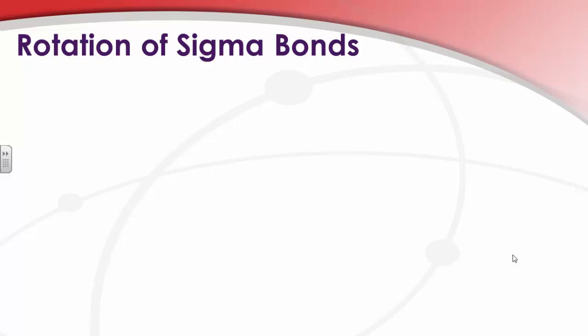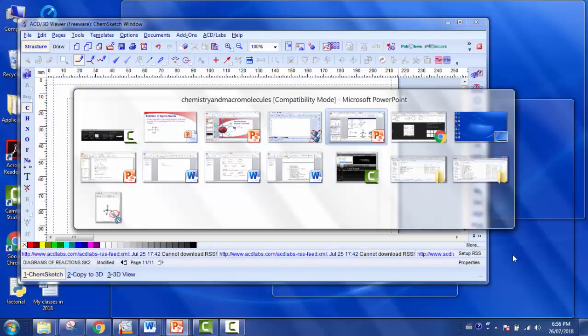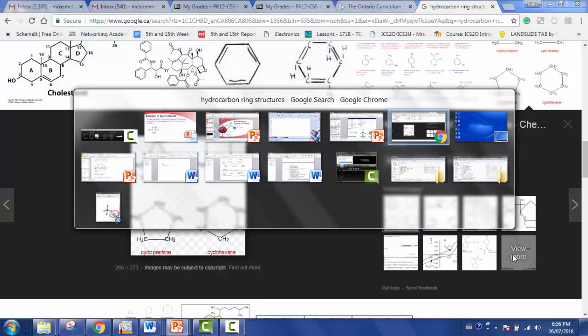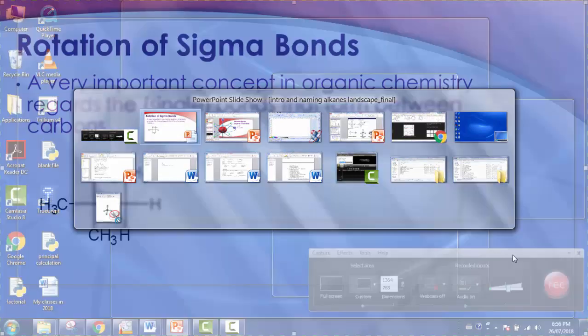Now, when we talk about this single bond or this sigma bond, there's one more very important concept that we need to cover. And that is this idea of rotation around that bond. So before we go through this concept, it's probably a good idea for us to just quickly remember that carbon molecules are in fact three-dimensional. And so we can illustrate this.